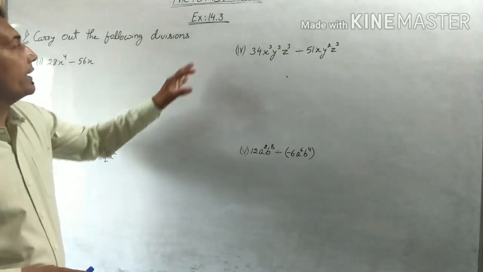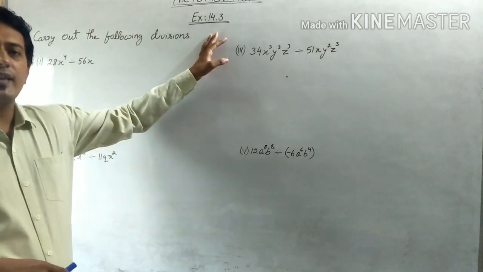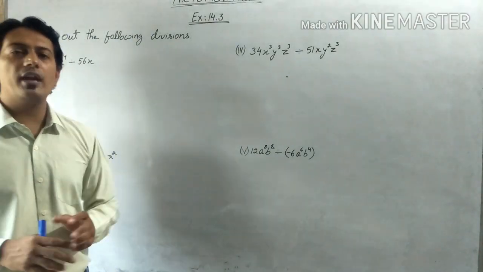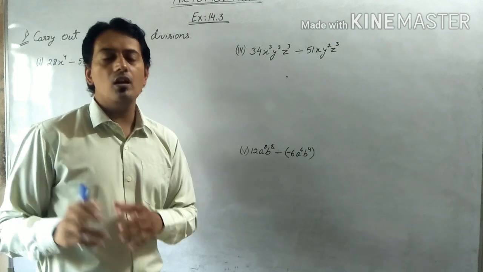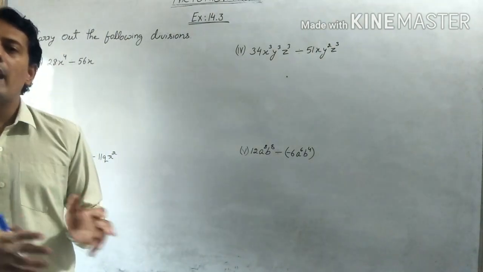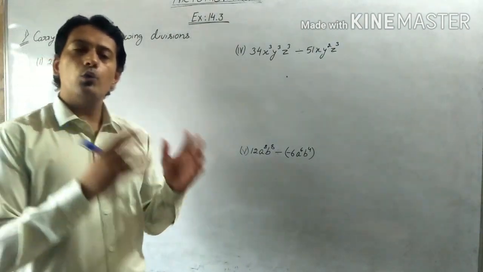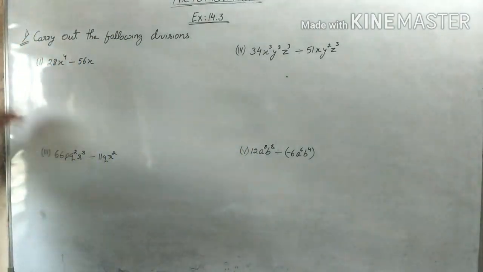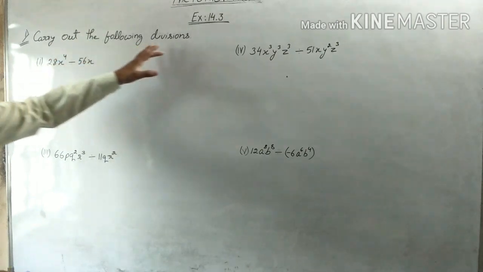Students, today we are starting exercise number 14.3. In this exercise, we will learn how to divide an algebraic expression, like how to divide a polynomial by a monomial, or how to divide a polynomial by a binomial, or how to divide a polynomial by another polynomial. Okay, so first of all, we have the first question which says carry out the following division.